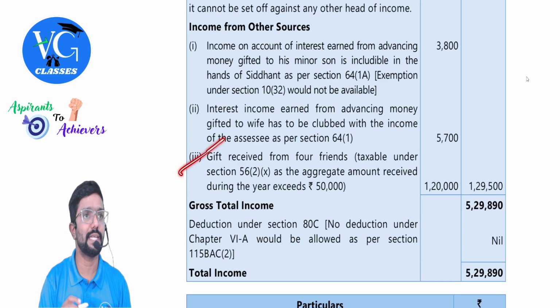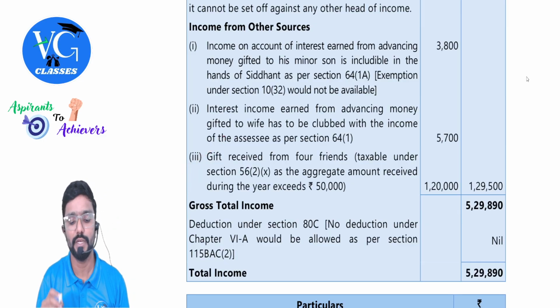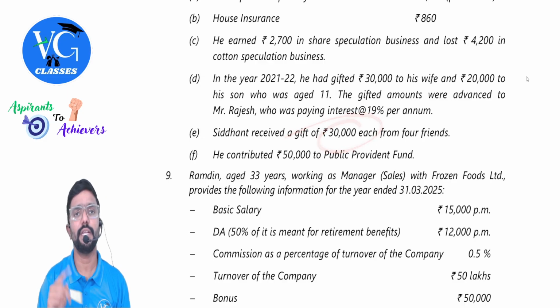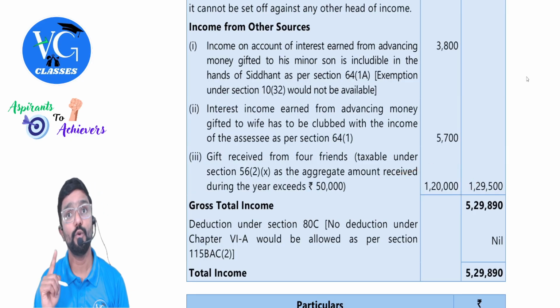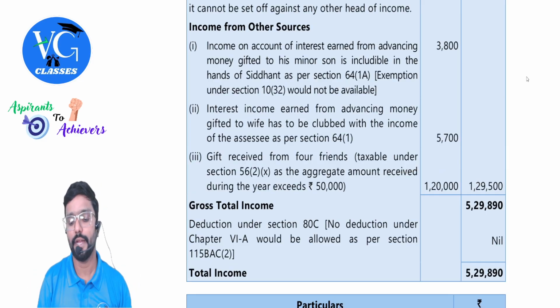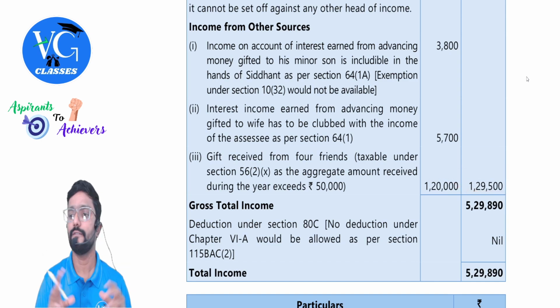Okay. Sir, even gift is taxable? This is in the own hands of Siddhant because he has received the gift. How much is the gift? Four friends are giving 30,000 each. So 30,000 into 4, 1,20,000. Fully taxed. Don't see individually. Aggregate. Is it more than 50,000? Yes. The entire thing is taxable. So income from other sources is 1,29,500.